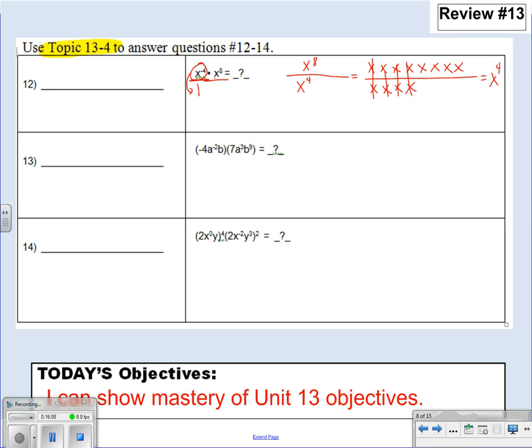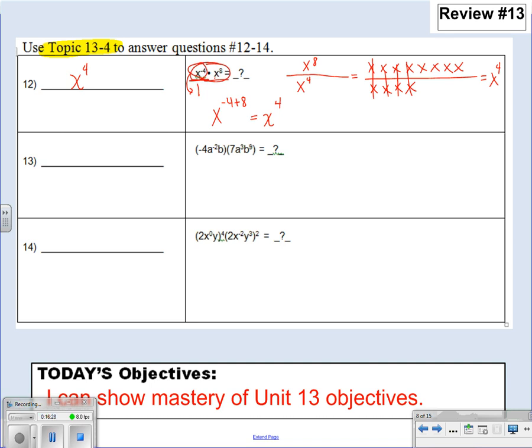Some of you may have recognized and said, hey, this is just a multiplication. So I could actually just take my exponents and add them together. If I add them together, this will give us x to the positive 4. Both methods work. You have to choose the one that works best for you. So let's start with the next one.